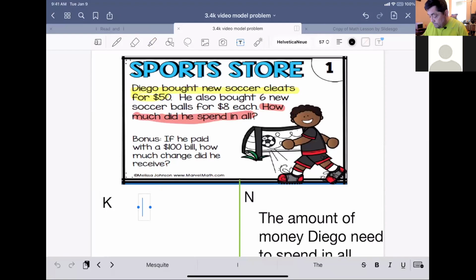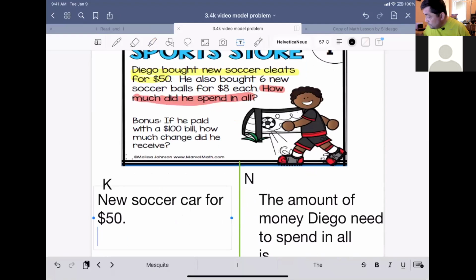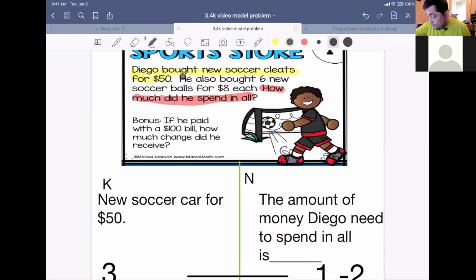So Diego bought a new soccer cleats for $50. Also, we saw that he bought 6 new soccer balls for each dollar each one. So let's write down this part of the information.